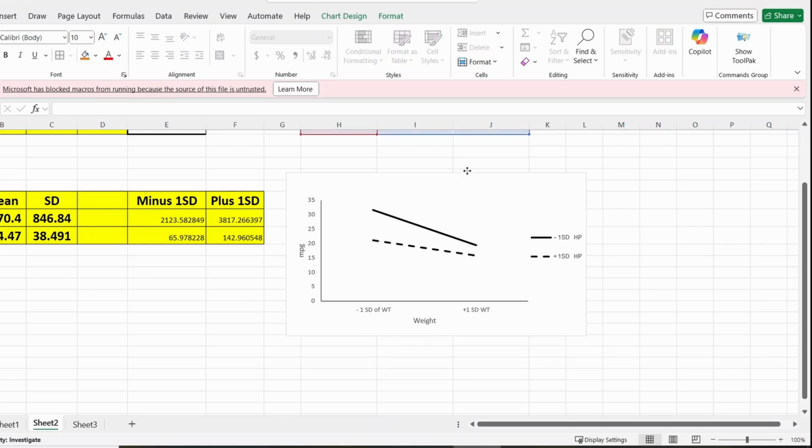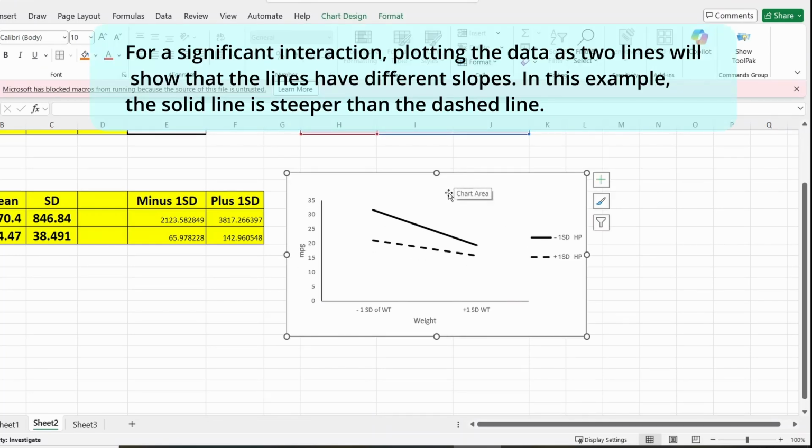So what does it mean? As you can see, the first thing is that these two slopes are different. So one is steeper than the other one. The solid line is steeper than the dashed line. So that's exactly the nature of the interaction. If you plot two lines, in general a significant interaction means that the slopes are different.